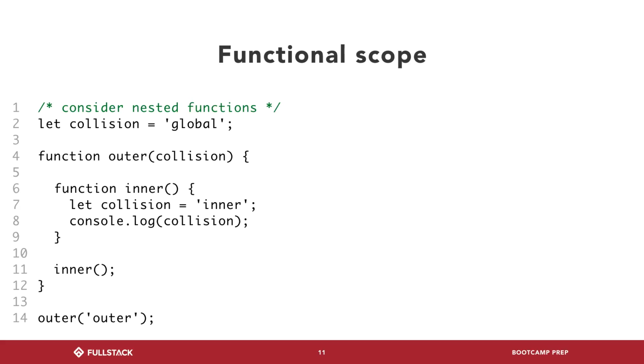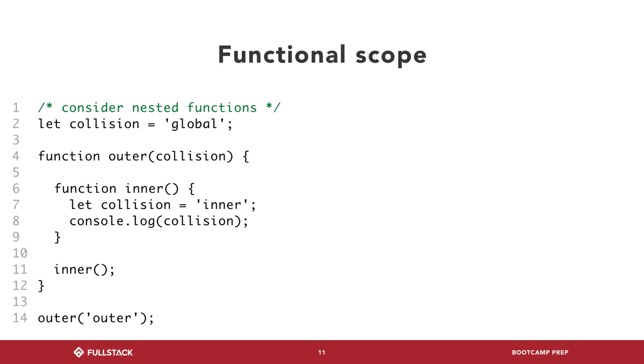Similarly, if I have another example here, this is very similar to the previous one, except now the only thing that's different is that rather than defining these variables explicitly, I now have a variable defined as a parameter. This outer function has a variable called collision defined as a parameter.